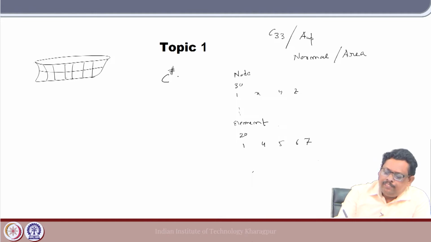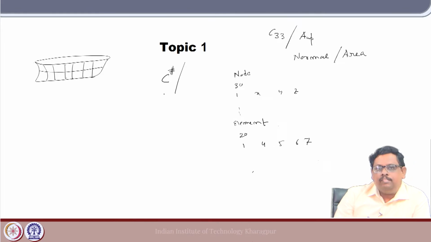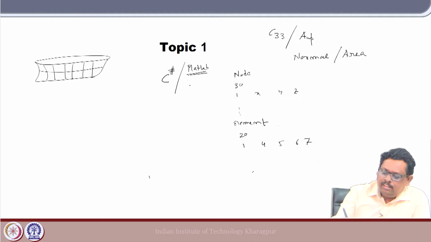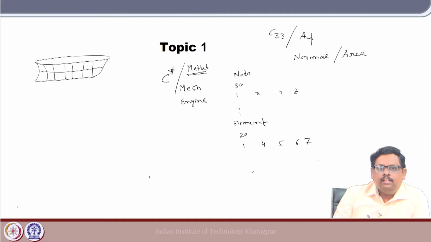Then after that we write a code in C sharp. However, in MATLAB we actually come up with a meshing engine. Here we come with the mesh engine. Therefore, we have a MATLAB code.